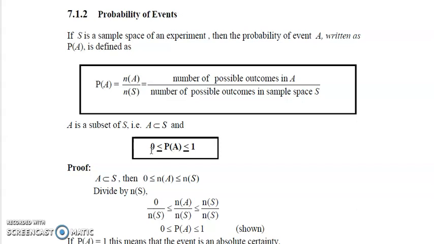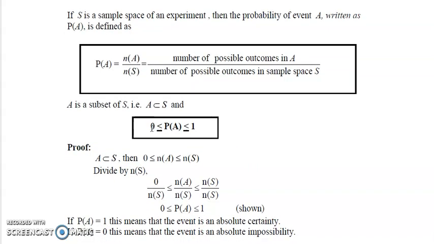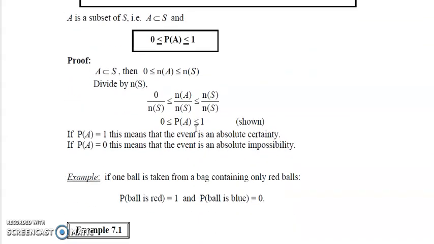You can see from here, please highlight this part. I already told you that the probability must be between 0 and 1 only. It must not be less than 0 and must not be more than 1. So this is the proving. I'm not going to discuss this one.